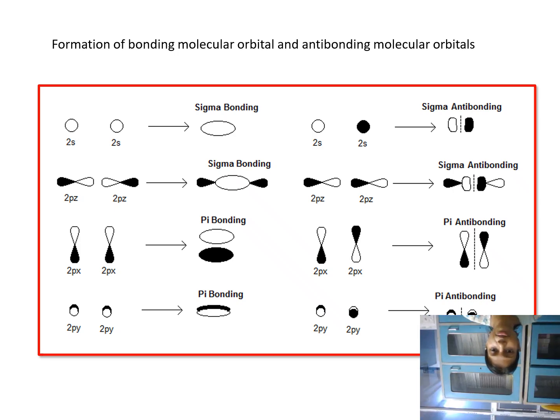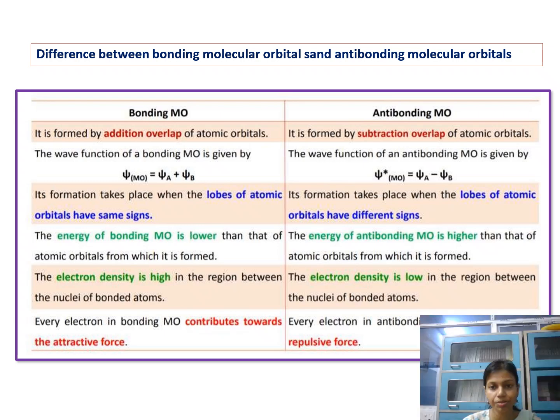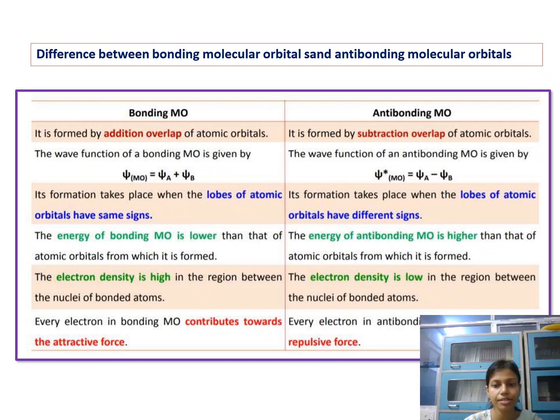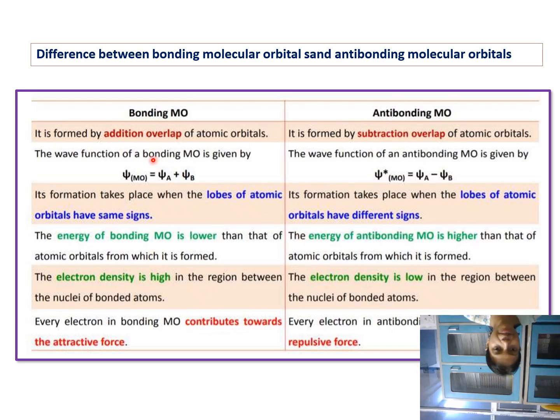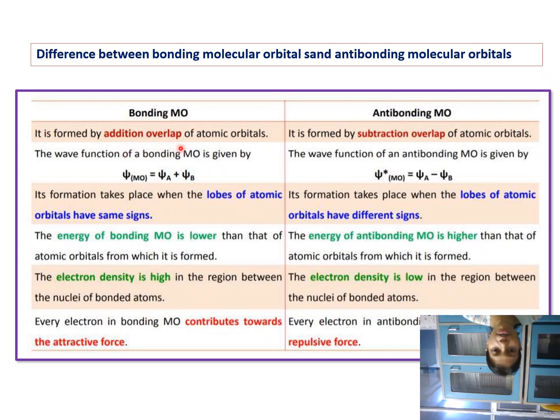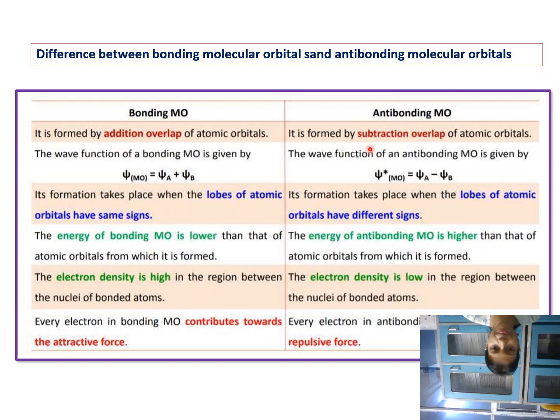Okay, so let us go to the next slide, where the differences between bonding molecular orbital and antibonding molecular orbital of a molecule are given, which we have already discussed. Just for summary, you see that bonding molecular orbitals are formed by addition overlap of atomic orbitals, and antibonding molecular orbitals are formed by subtraction overlap of atomic orbitals, right?